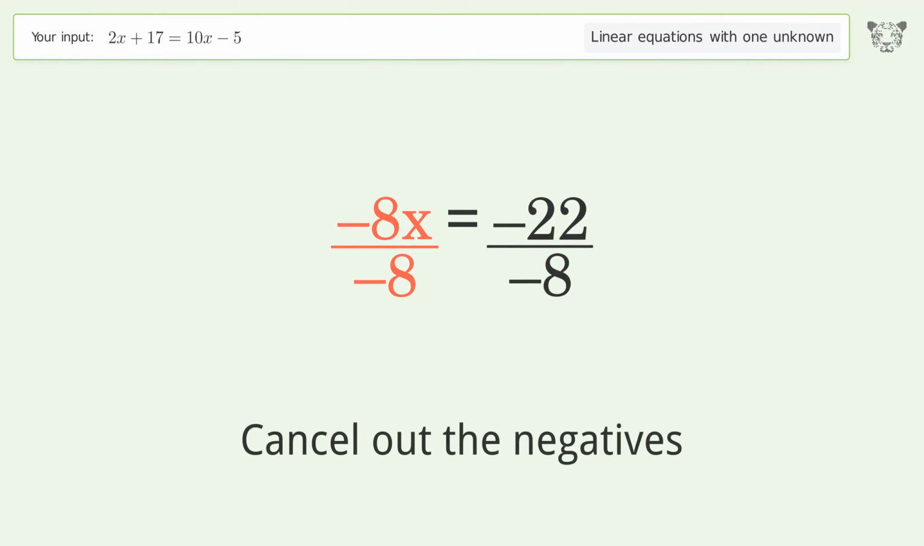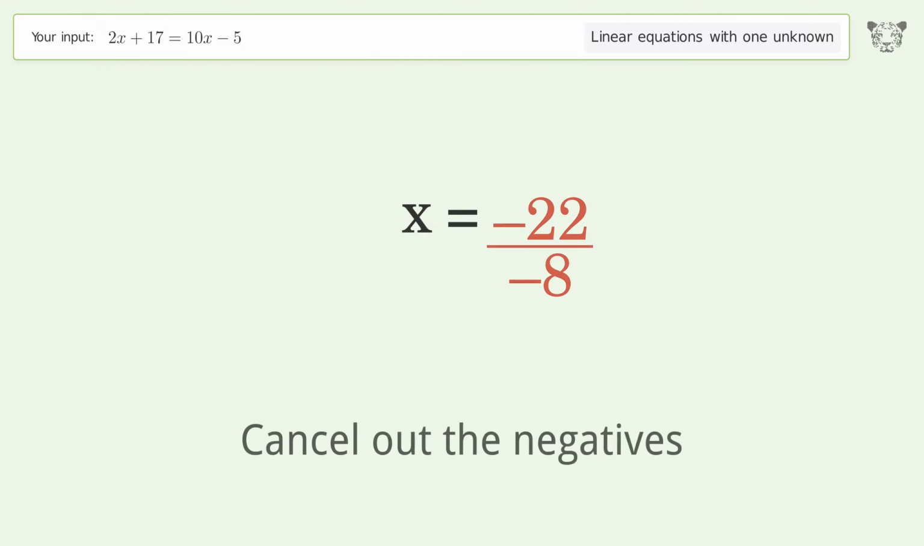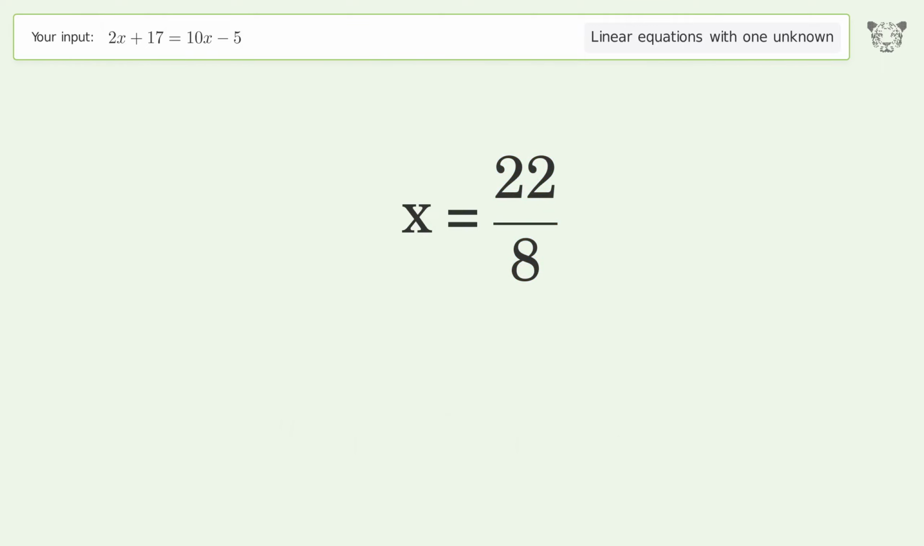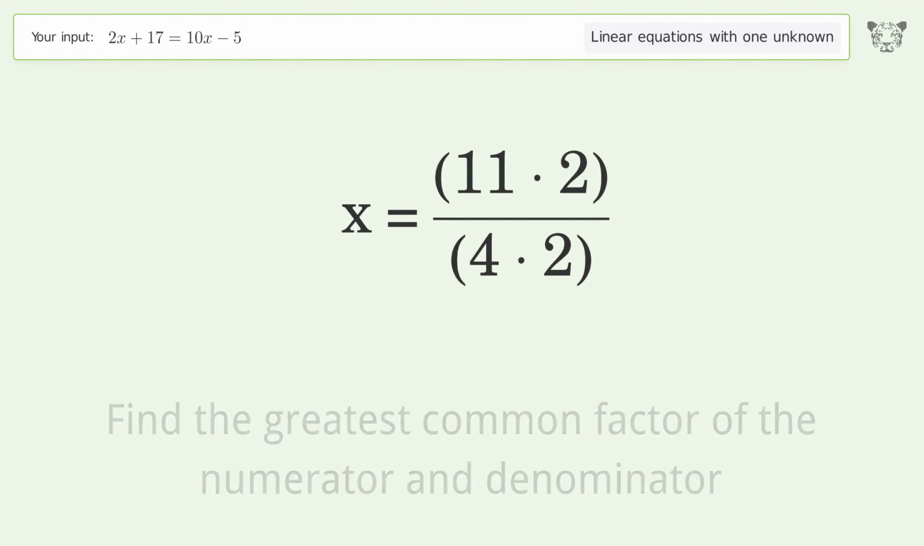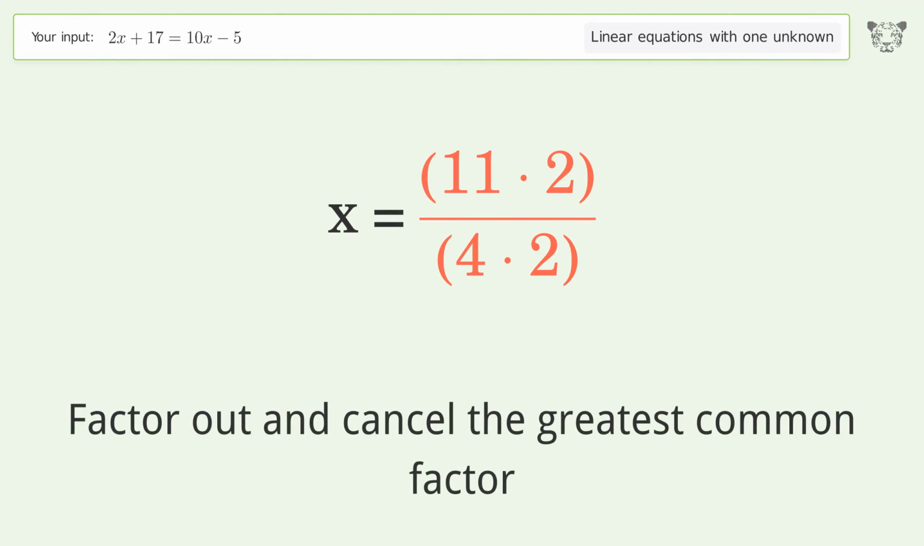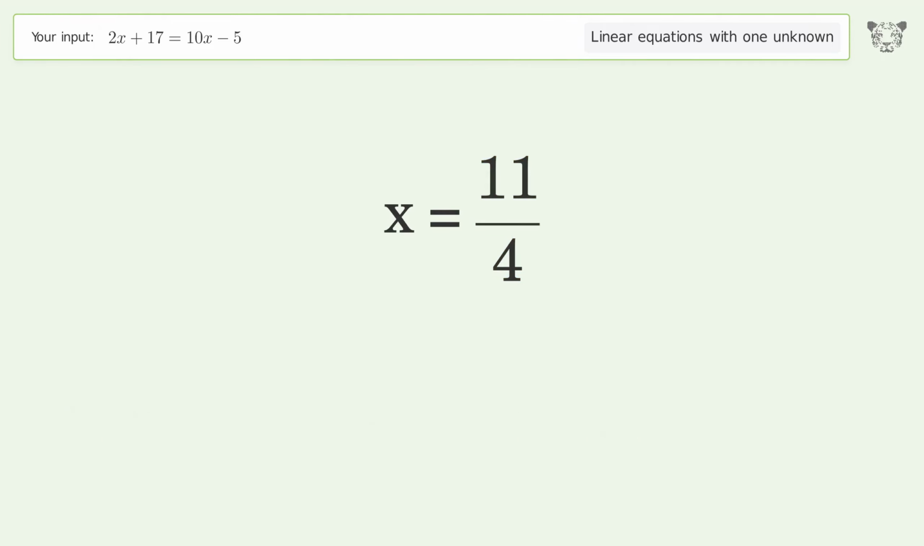Cancel out the negatives. Simplify the fraction. Cancel out the negatives. Find the greatest common factor of the numerator and denominator. Factor out and cancel the greatest common factor. And so the final result is x equals 11/4.